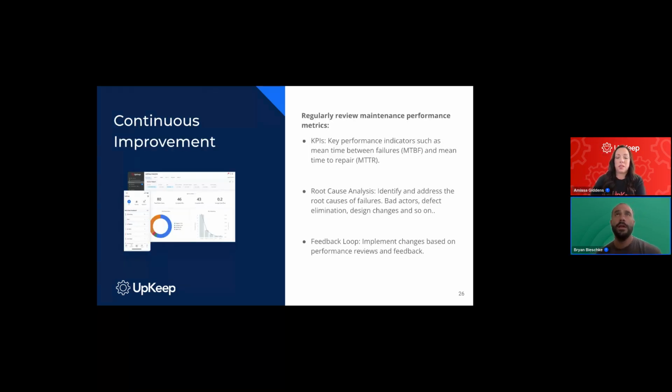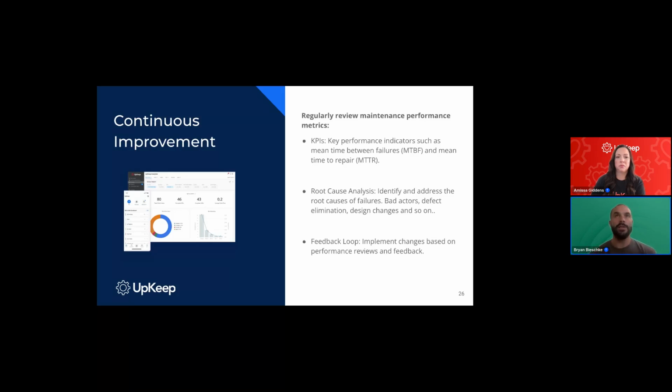Continuous improvement, right? We want to review. This all goes back to the historical data that we're capturing within our CMMS. And KPIs, just don't get caught up on MTBF and MTTR. Those are just general. There's 1,000 you could follow based on what you need, right? But we want to do root cause analysis. We want to go back, identify and address the root cause of failures, bad actors, defect elimination, change design, and so on. I've said this 1,000 times, but it's very, very important.